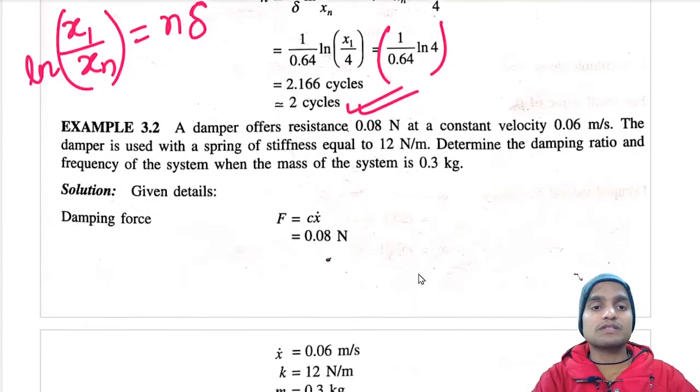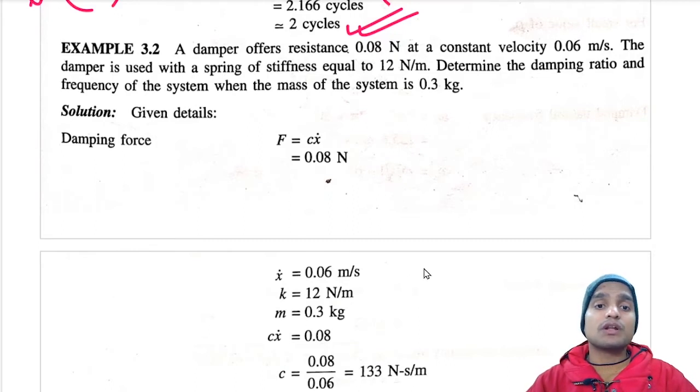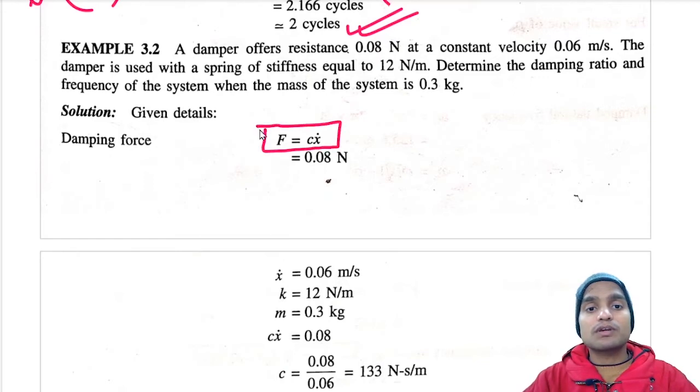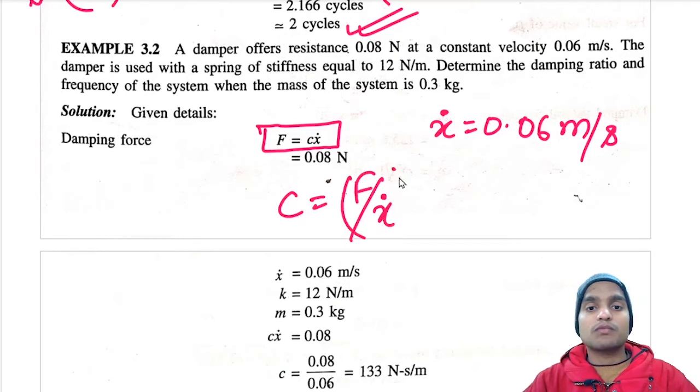Now let's move to the second problem, and here a damper is offering a resistance of 0.08 Newton. Now the damping force F value is given here, and it is equal to 0.08 Newton, and we know the damping force is equal to c times velocity, and the velocity is constant, that is x dot is equal to 0.06 meter per second. So we can calculate the value of the damping coefficient from this. c is equal to F by x dot, and both values are given.